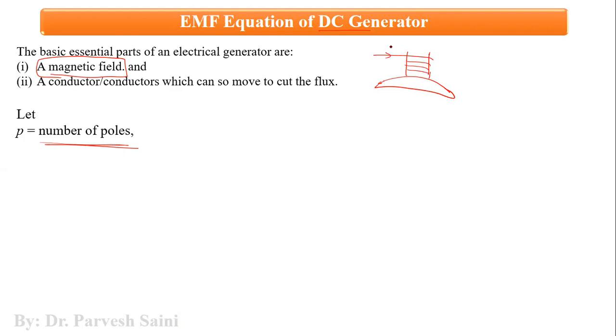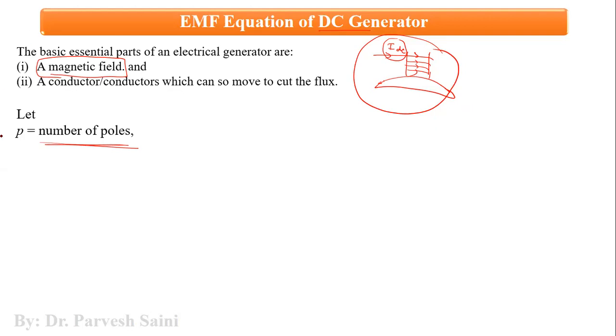This field winding will carry some DC current, which is either provided through a separate DC source, so we call such a machine a separately excited DC machine, or this current is part of the armature current. When we provide the current here, by using the right hand thumb rule we can easily find out the north pole and south pole. So this pole shoe will act as one pole. We may have a two pole machine, four pole machine like this. An even number of poles will be there.